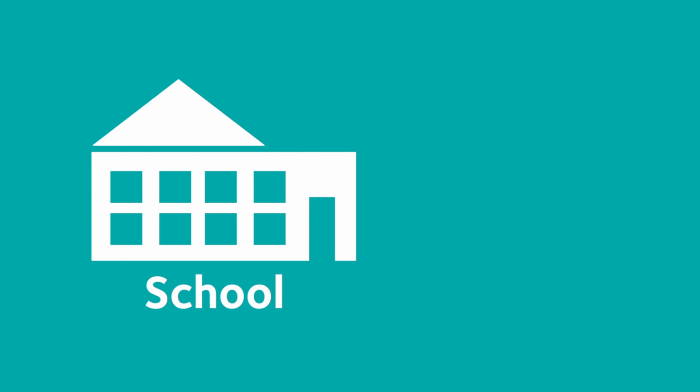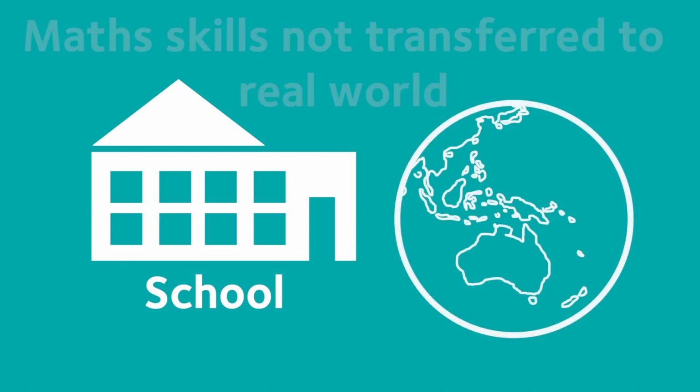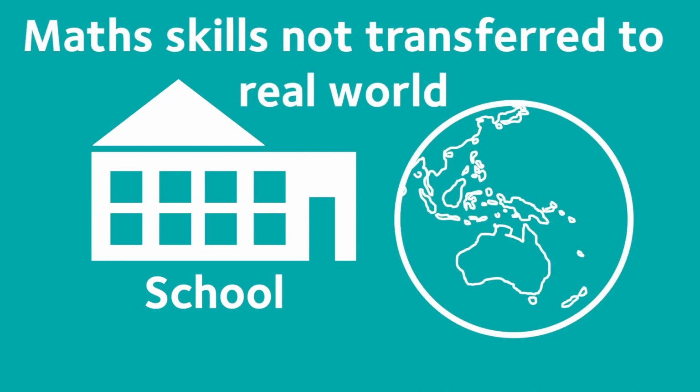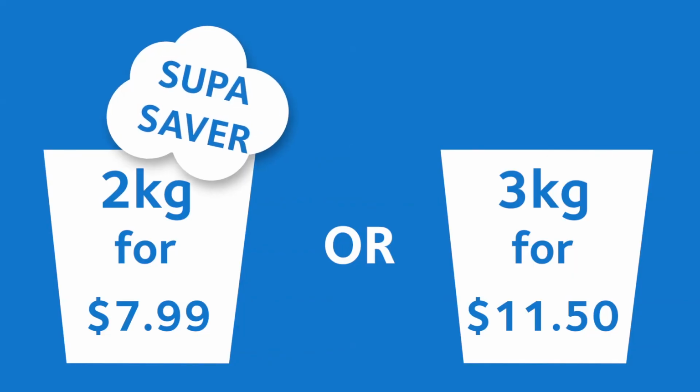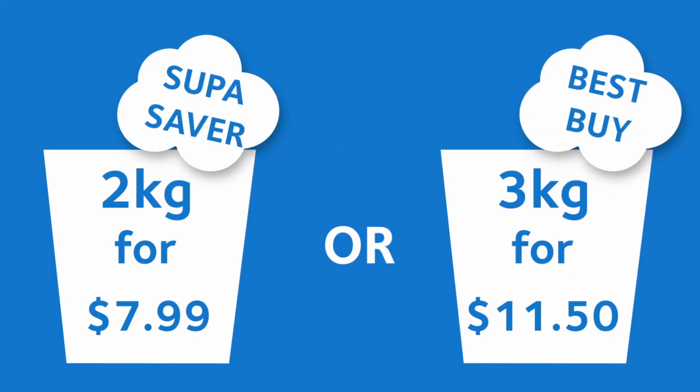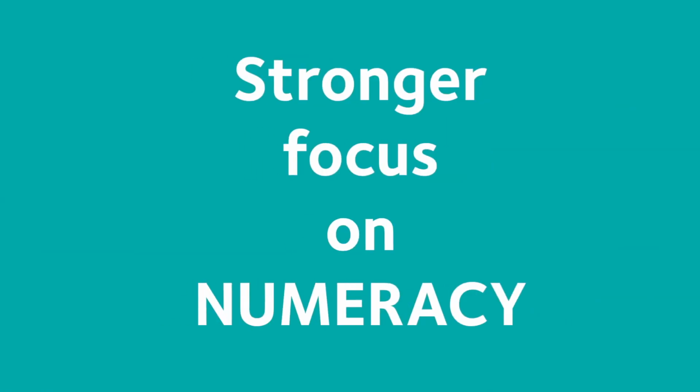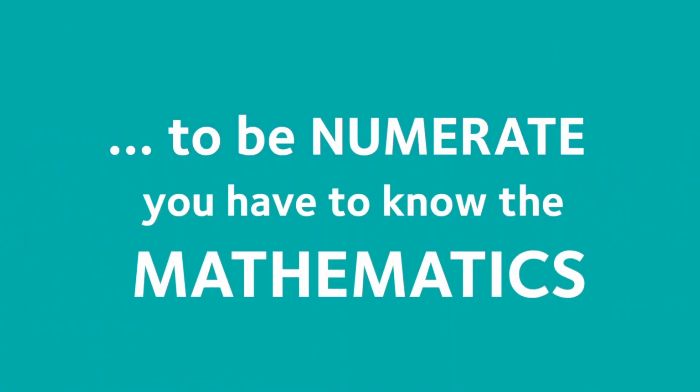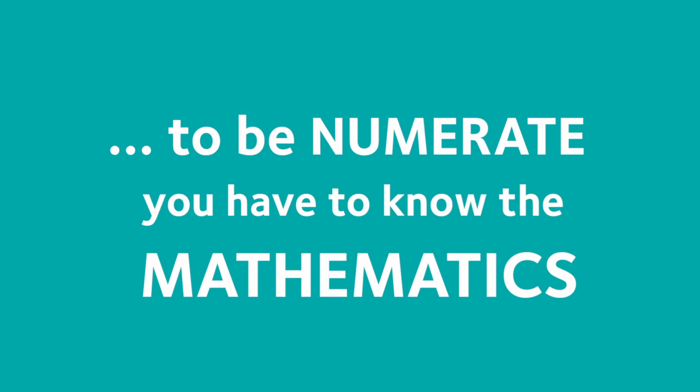We now know in mathematics that a lot of people can do the mathematics that they do at school, but they haven't been able to transfer it over to the world beyond schools. And so often when they're trying to make judgments about what's the best buy in the supermarket, or should I take this home loan out, or all of those sorts of things that we face in everyday life, they don't use the mathematics that they need to use. So what has happened now is we're taking a much stronger focus on numeracy. But to be numerate, you also have to know the mathematics. So it's not much point being numerate if you can't add or if you don't know what mathematics to apply.